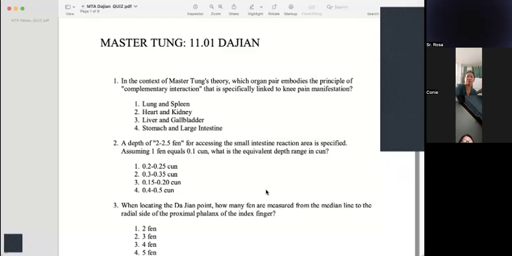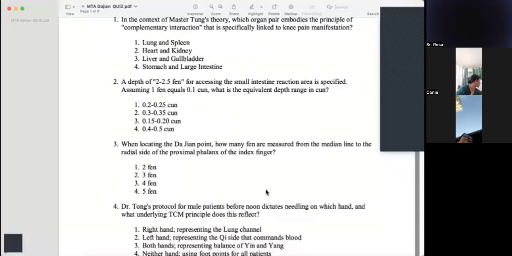Number two. Yes. Heart and kidney. A depth of 2 to 2.5 fen for accessing the small intestine reaction. Isn't it deeper if you have hernia? So assuming 1 fen equals 0.1 tun, what is the equivalent depth?